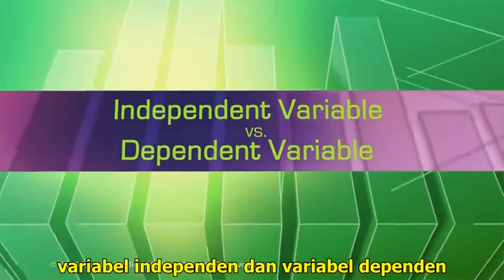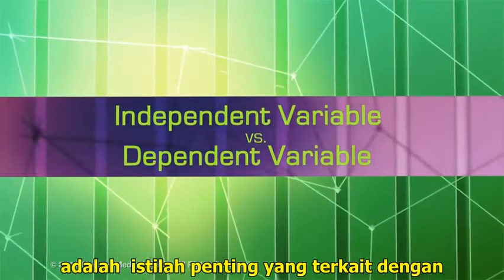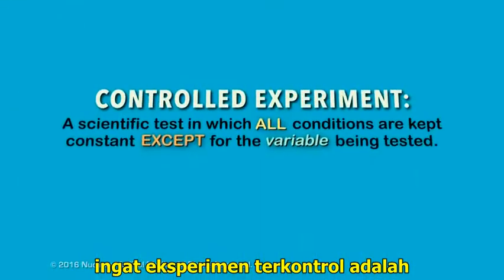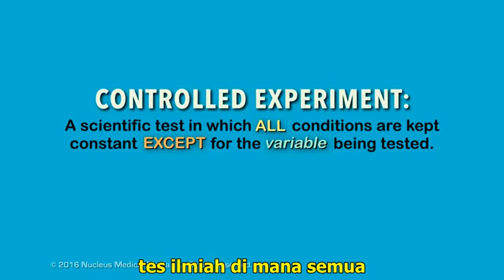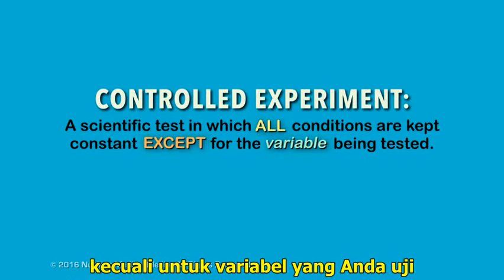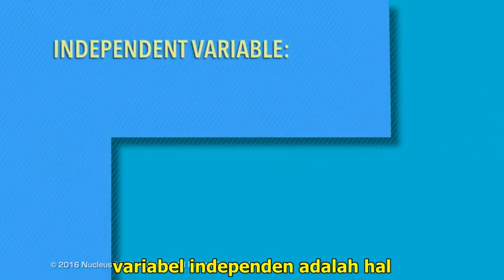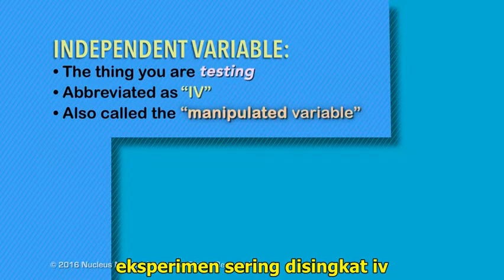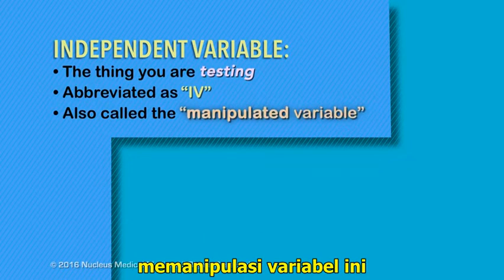Independent variable and dependent variable are important terms related to controlled experiments. Remember, a controlled experiment is a scientific test in which all conditions are kept constant except for the variable you're testing. The independent variable is the thing you're testing in an experiment. It's often abbreviated as IV and sometimes called the manipulated variable because you change or manipulate this variable.